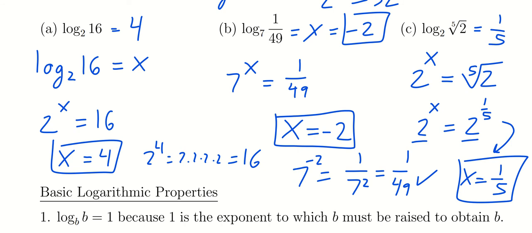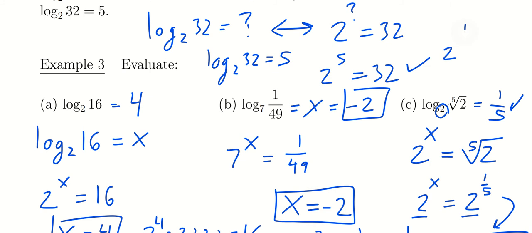And again, just from what we know about radicals and exponents, this should make sense. If you take the base of 2, and if you raise it to the 1/5 power, 2 to the 1/5 power, we know is equivalent to the fifth root of 2, which is the value that we were looking for.